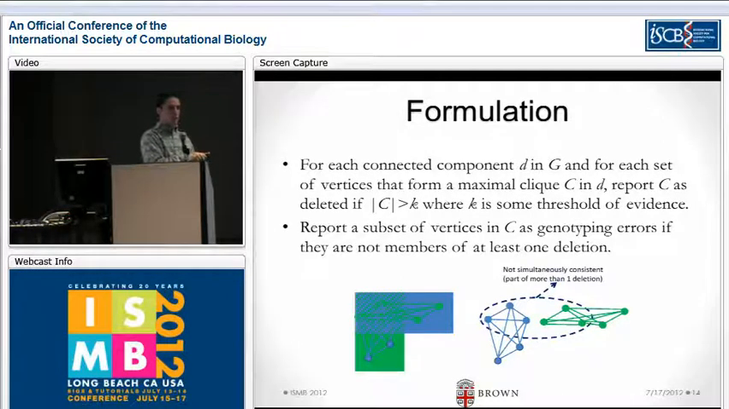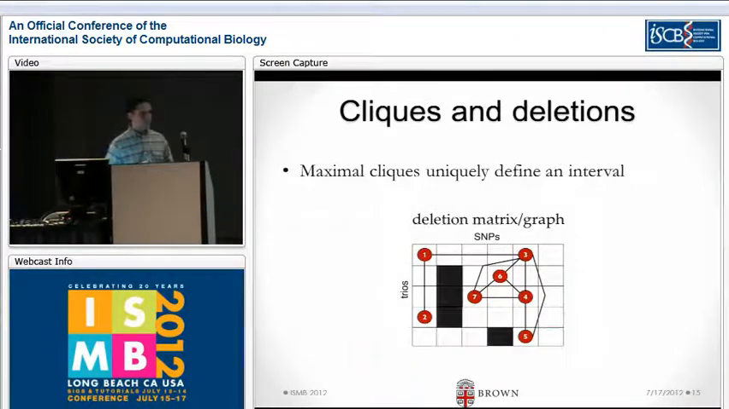So the formulation that we came up with for this graph is: for each connected component in the deletion graph, and for each maximal clique in that connected component, we call it deleted if it's just above some threshold. After we've called all the deletions, we report any evidence of deletion site that wasn't included in at least one deletion a genotyping error. So in this example, we have two maximal 5-cliques that share a 3-clique. We would call both of the 5-cliques deletions if the threshold is 4 or less.